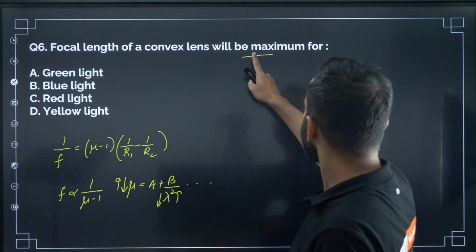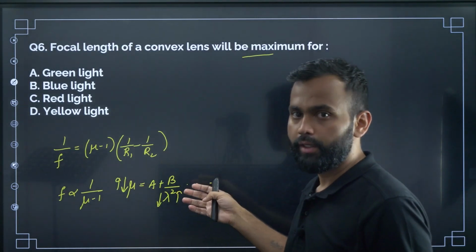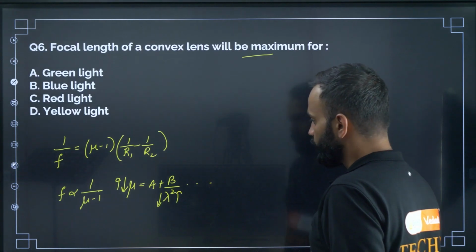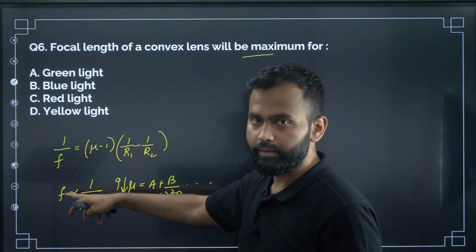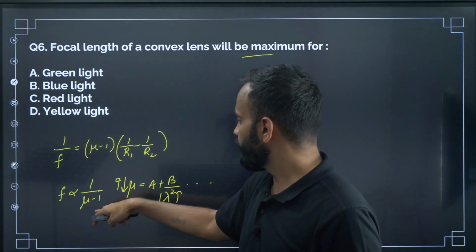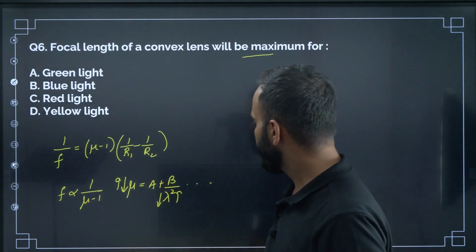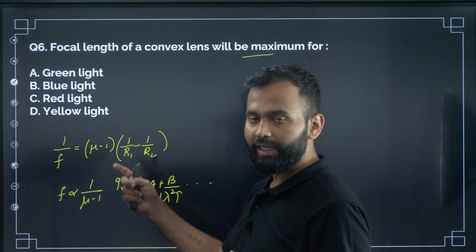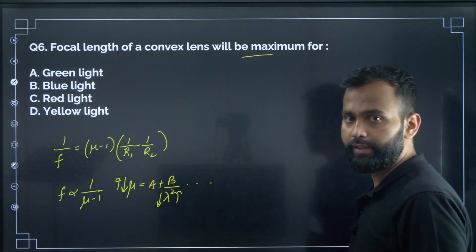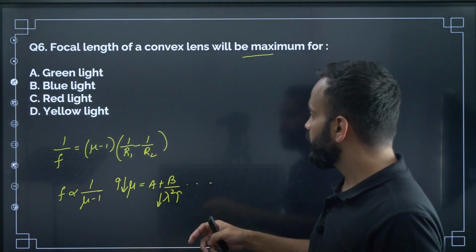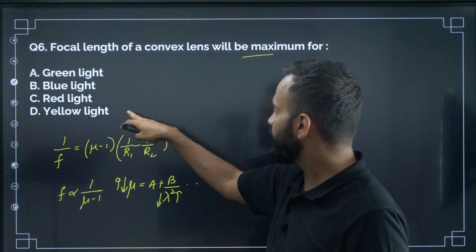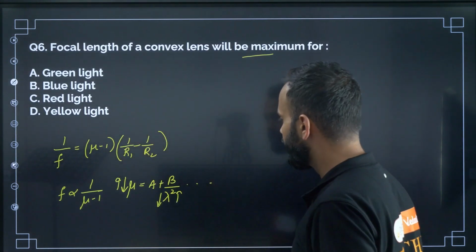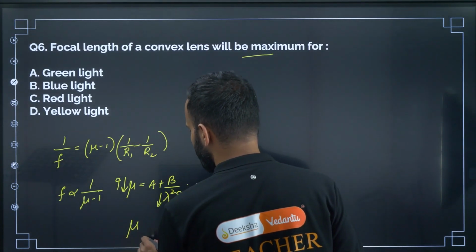They are asking for which color the focal length of the convex lens will be maximum. For the focal length to be maximum, the refractive index mu has to be minimum. So which color has the lowest refractive index value? The color with the maximum wavelength, the red color.